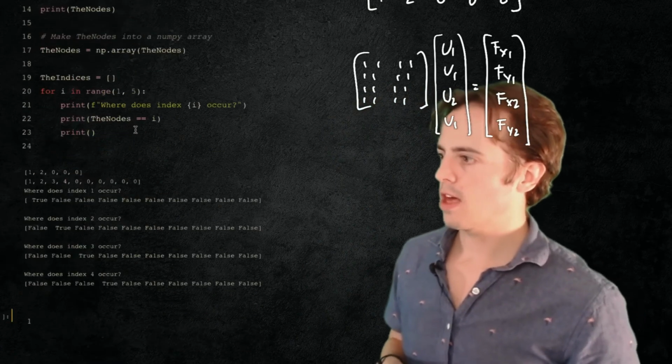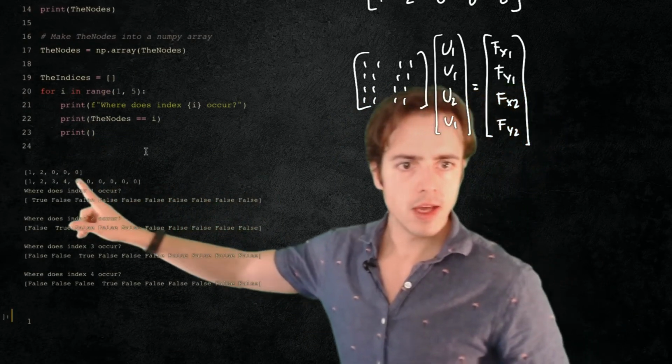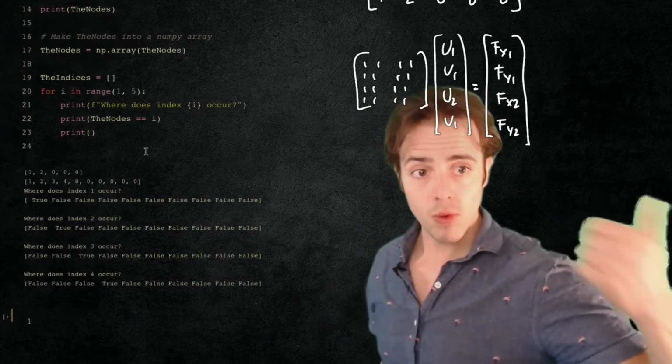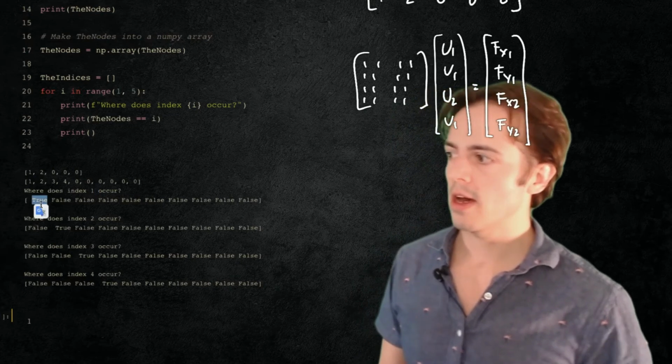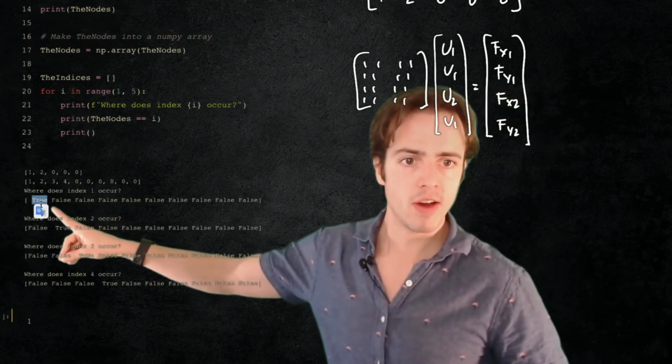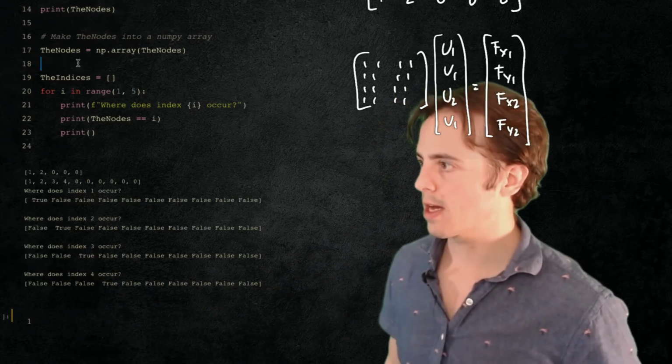Okay, so now what this is going to tell me, I'm going through and looking for 1, then 2, then 3, then 4. So here I'm saying, where does 1 occur? Well, it tells me that 1 occurs at this Boolean, which is in the very first item. 2 occurs at the next one, 3 occurs here, 4 occurs here.